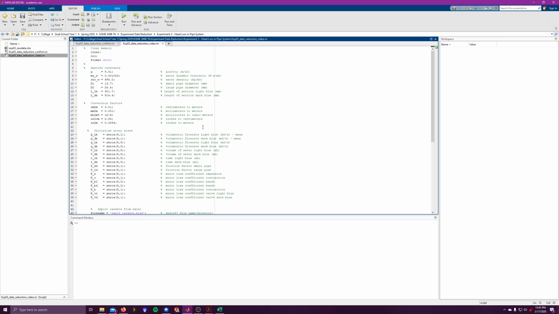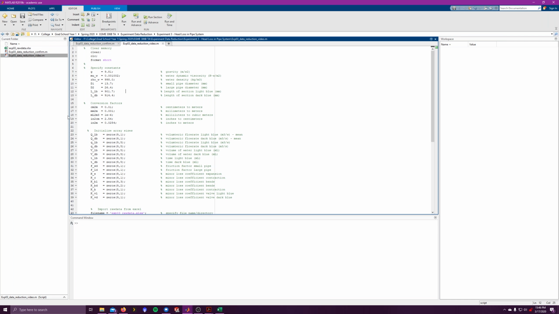Okay, then we have some conversion factors: centimeters to meters, millimeters to meters, milliliters to meters cubed, inches to centimeters, and inches to meters. Then we're going to initialize the array sizes. So big Q is going to denote a mean volumetric flow rate. And then I have LB for light blue and DB for dark blue. Then we have little q, that's just going to be the volumetric flow rate that we found for each percentage of the maximum flow that we did.